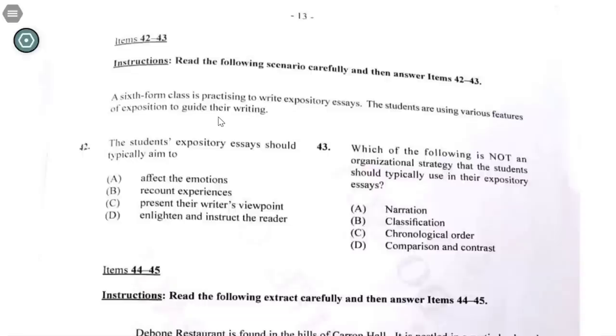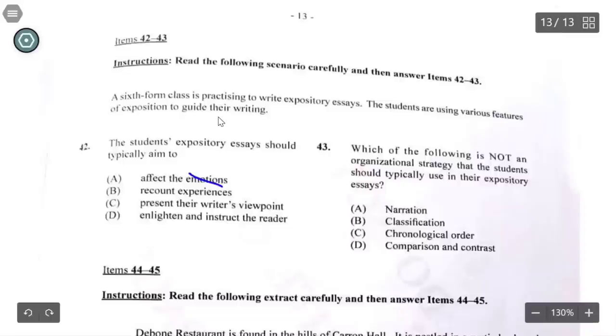A sixth form class is practicing to write expository essays. The students are using various features of exposition to guide their writing. Now, the students' expository essays should typically aim to affect the emotions, recount experiences, present the writer's viewpoints, or enlighten and instruct the readers. Expository. You can't be persuasive in your expository pieces. That's like the number one rule. So affect emotions is a no-no. Recount experiences sounds like a narrative.